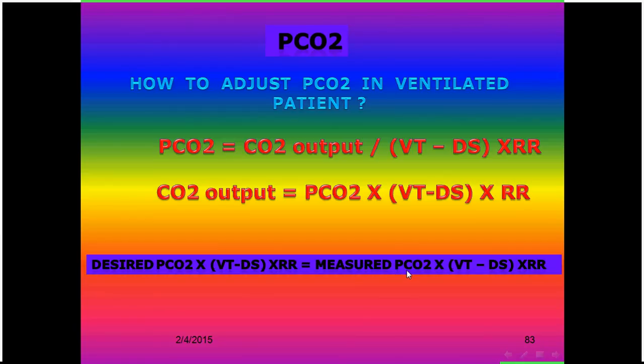This is known, and at the same time the respiratory rate is known, and you calculate this from the formula. So this limb is available. For the desired one, you put how much partial pressure of carbon dioxide you want, and at the same time the respiratory rate is the same. So you can get the alveolar tidal volume.